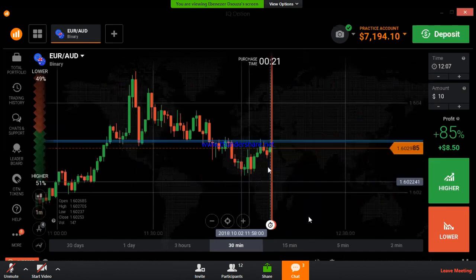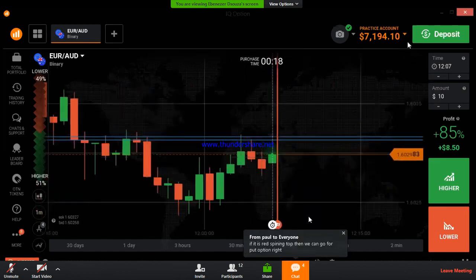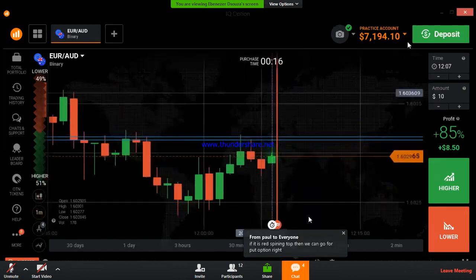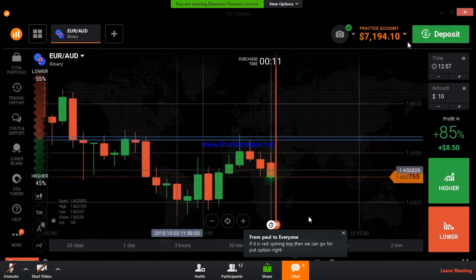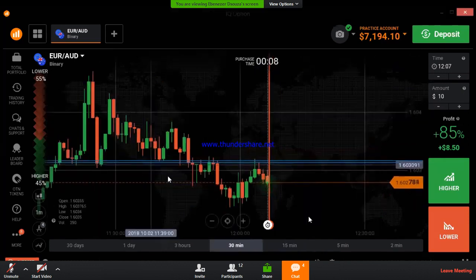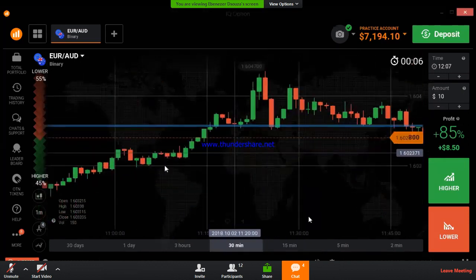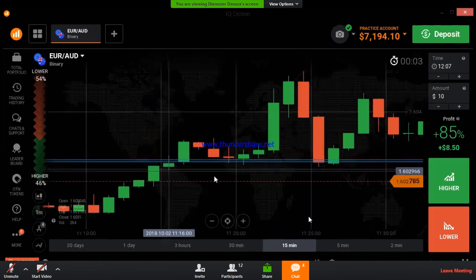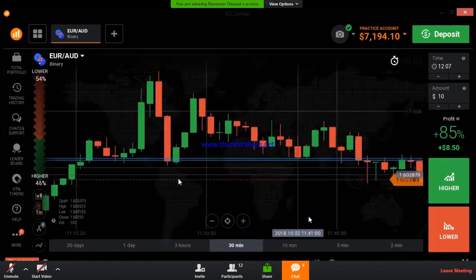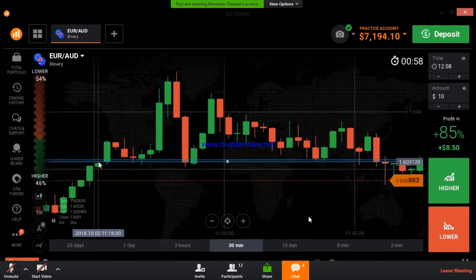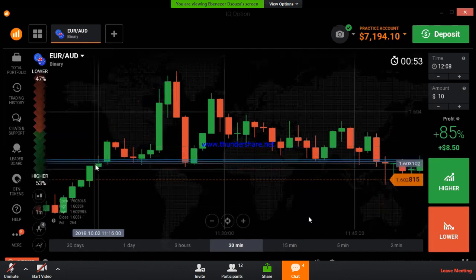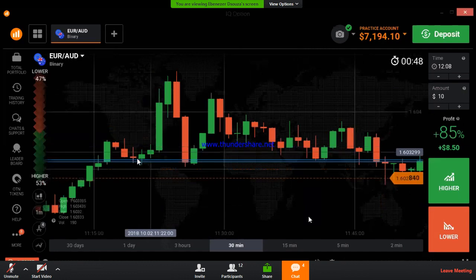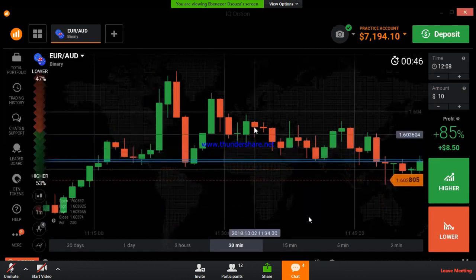So you can see here for the first touch it reversed, but if it is a red spinning top, then we can go for a put option. Yes, we can trade. If this would be a red spinning top like this, you can trade.